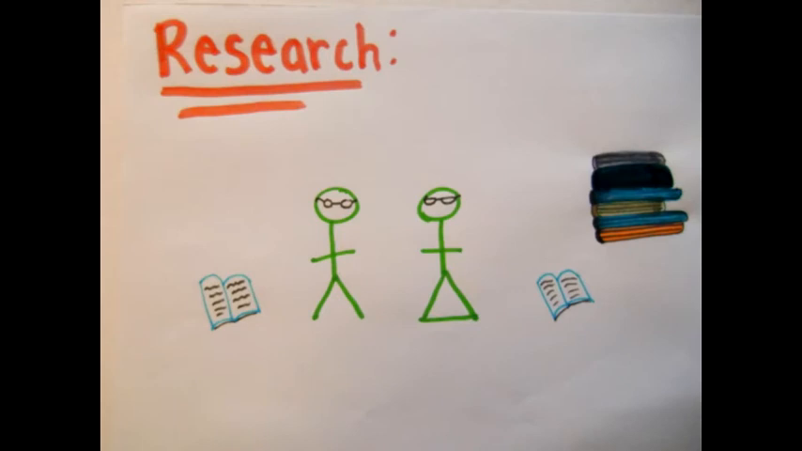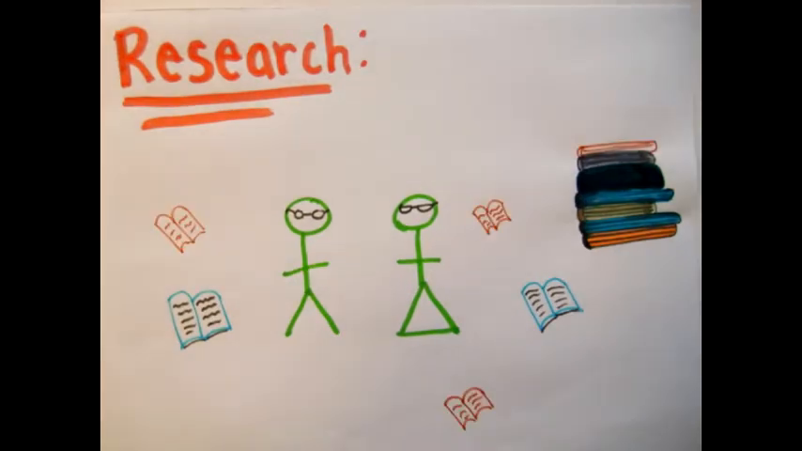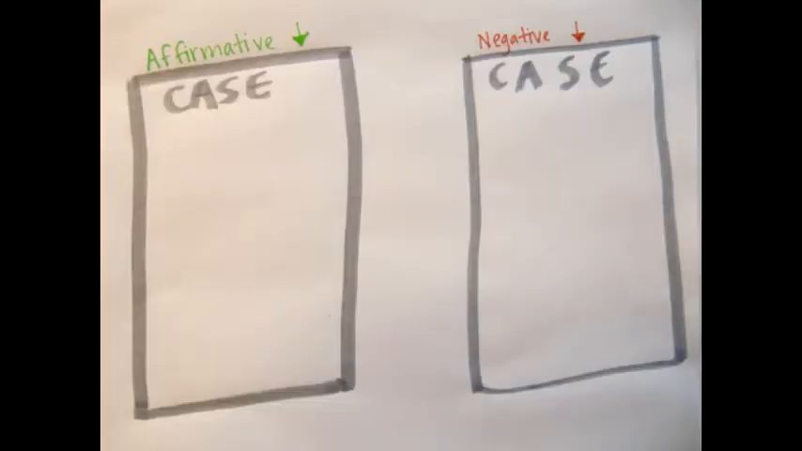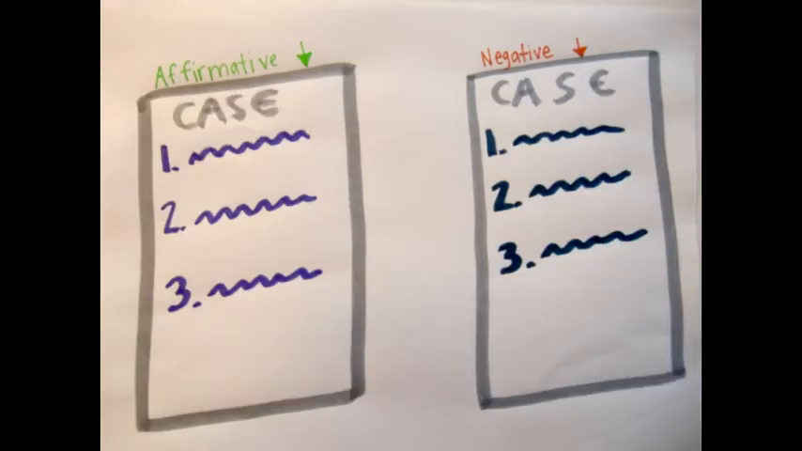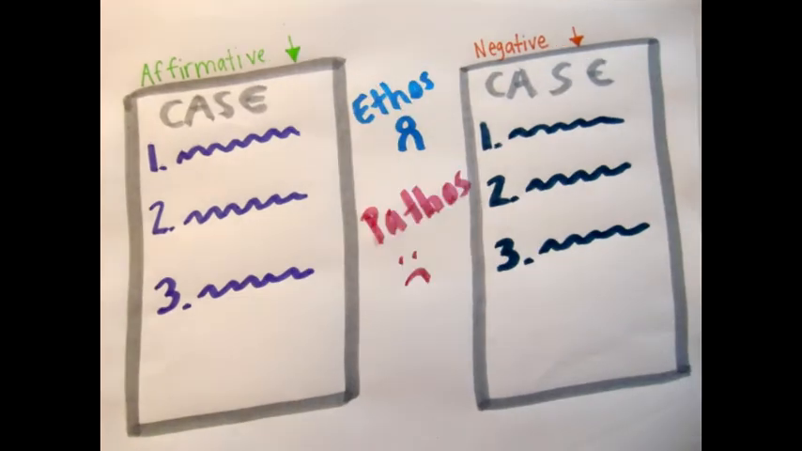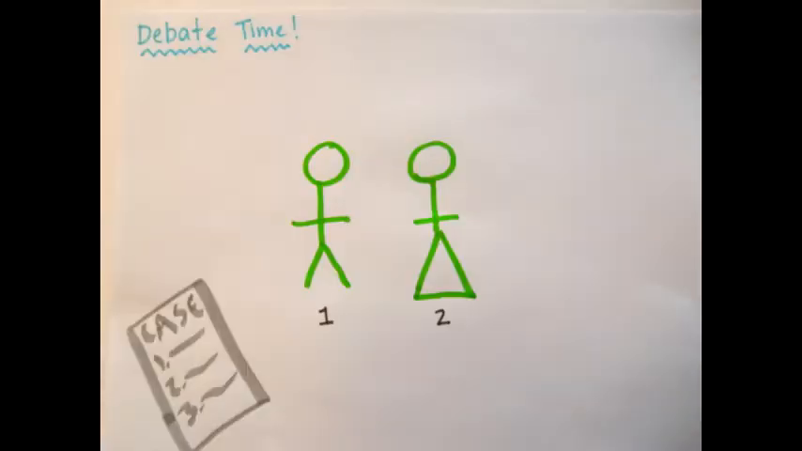Each team will then research this topic in depth. Much of this research will be done in class. You will research both sides of the topic, since you do not know which side you will be debating yet. Each team will write 2 cases, an affirmative case and a negative case. Each case will have at least 3 strong arguments. These arguments need to cite sources and persuade the audience and judge as to why your side should win. Think of ethos, pathos, and logos as you write these.